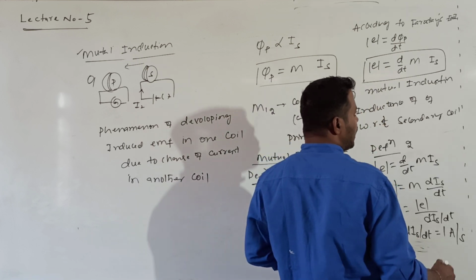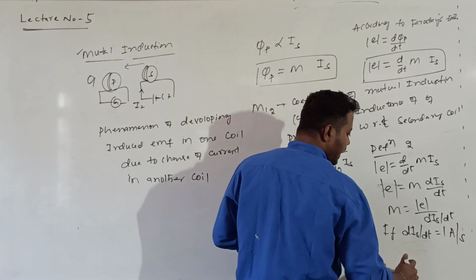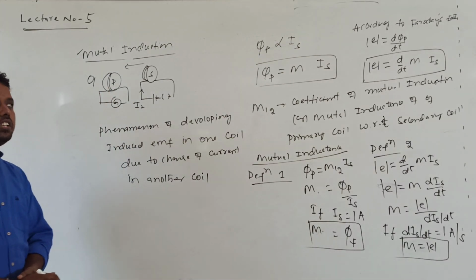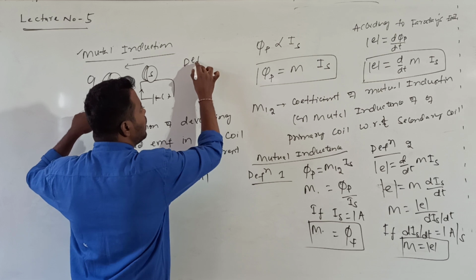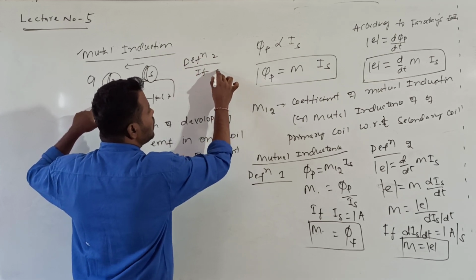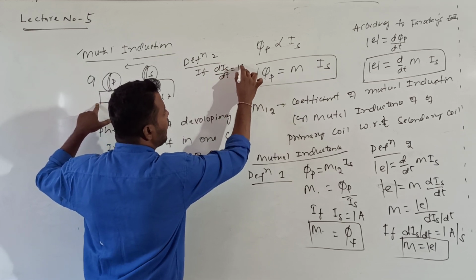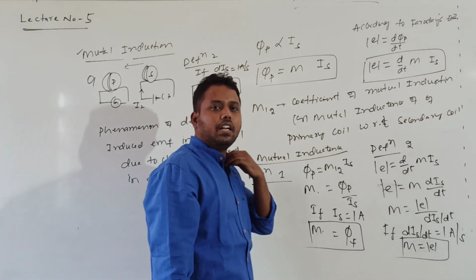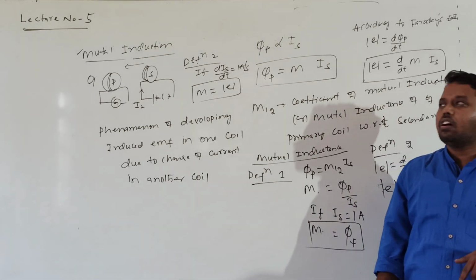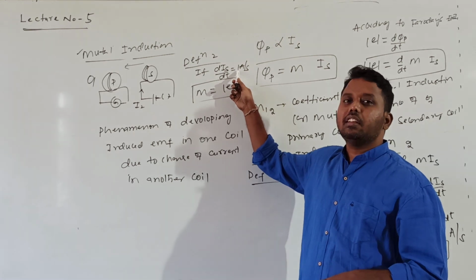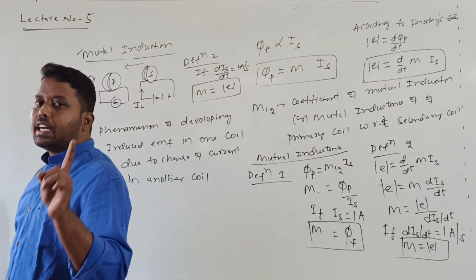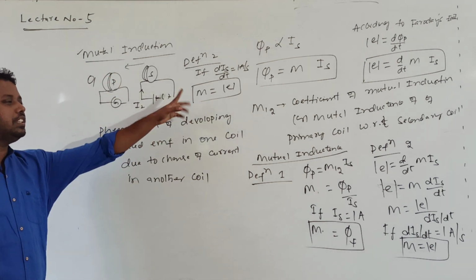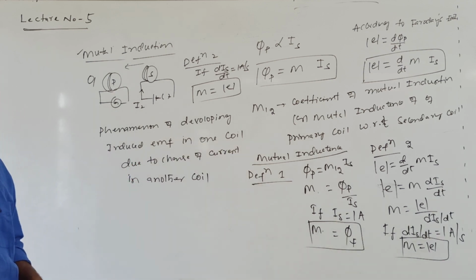What is the second definition? Here I will write the induced EMF, for those who cannot see it. If dIs by dt is equal to 1 ampere per second, then M is equal to E. What does it mean? The mutual inductance is numerically equal to the induced EMF developed in the primary coil, due to a rate of change of current of 1 ampere per second in the secondary coil. In the secondary coil, if the current is changing at 1 ampere per second, that is how much induced EMF is developed in the primary coil. That is called the coefficient of mutual inductance. Correct? This is what we discussed in the last class.